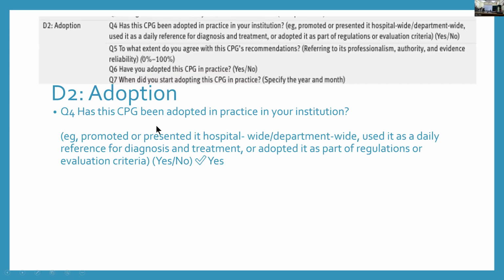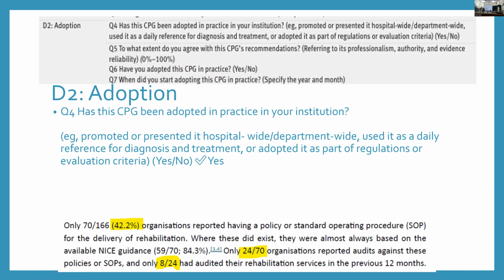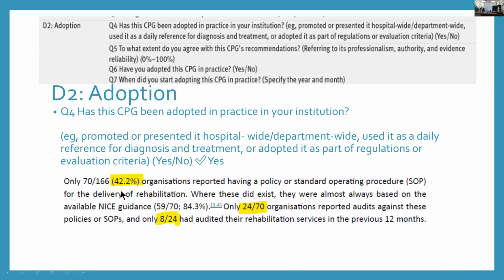So it has to be reported, was it presented or is it used as a daily reference or is it adopted as a part of the regulation of evaluation criteria? They have actually mentioned, yes. So they have given it in this format. They have said only 42.2% of organizations reported having a standard operating procedure. And of the people who followed the procedure, only 24 out of 70 had reported audits. And out of them, only 8 had audited the rehabilitative service in the previous 12 months. So they have talked about adoption.